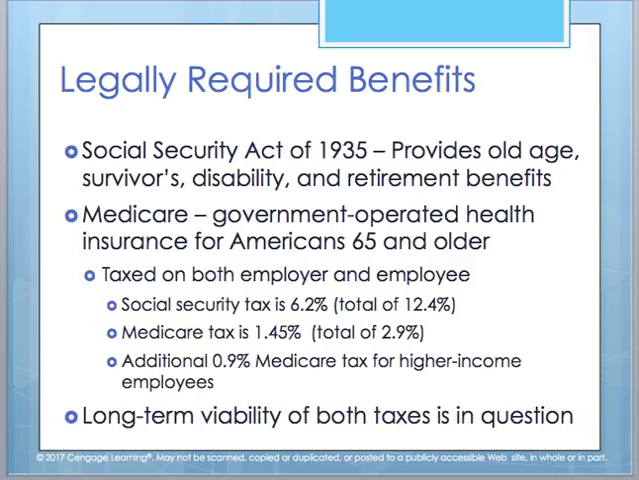Now, legally required. In 1935, there's the passing of the Social Security Act that makes sure that old age, survivors', disability, and retirement benefits are provided through companies. Medicare is provided for those age 65 and older, and both the employer and the employee are taxed. Social Security has a tax rate of 6.2% for a total combined rate of 12.4%. Medicare has a tax of 1.45% for a combined total of 2.9%. And then there's some additional Medicare tax for higher income employees of 0.9%.